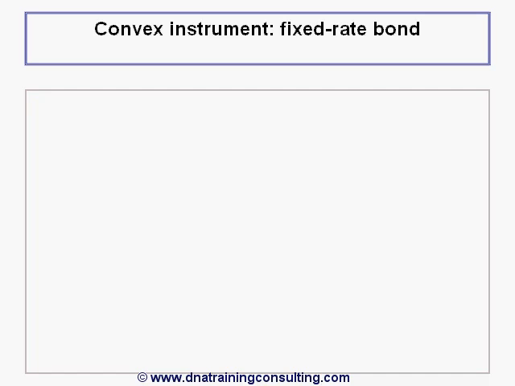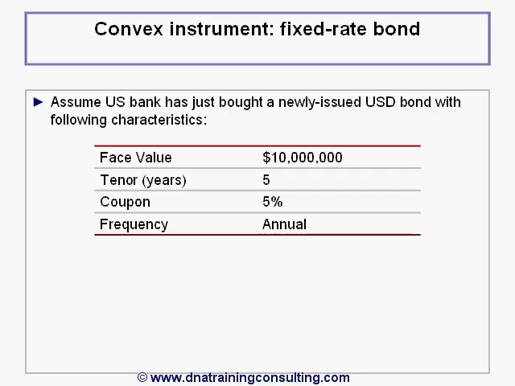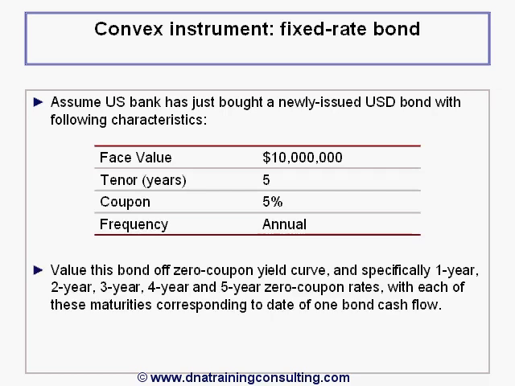For our first example, we leave behind derivative instruments for just a moment and consider a fixed rate bond. Assume the US bank has just bought a newly issued US dollar bond with the following characteristics. We value this bond off the zero coupon yield curve, and specifically the 1-year, 2-year, 3-year, 4-year, and 5-year zero coupon rates, with each of these maturities corresponding to the date of one cash flow under the bond.